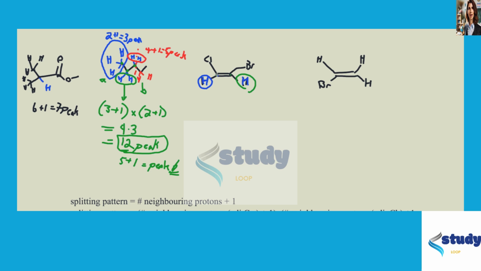So A is bound to a carbon that's bound to a chlorine with no protons, and it's also bound to a carbon here that's bounded to 1 proton. So we have a total of 1 neighboring proton for this blue proton here. We have 1 neighboring proton plus 1, so that'll give us a doublet. So we'll have 2 peaks here.